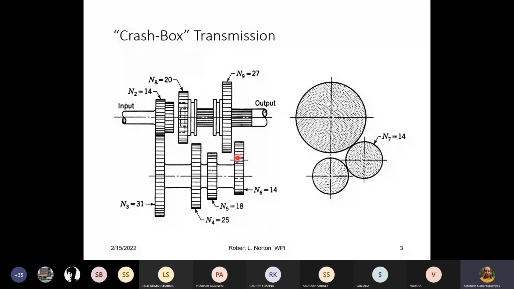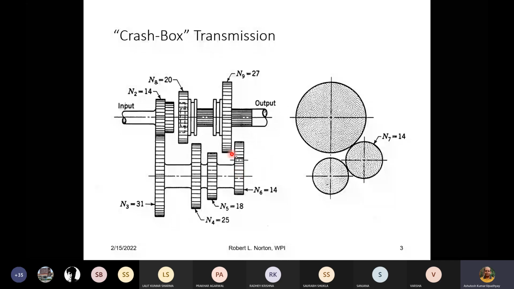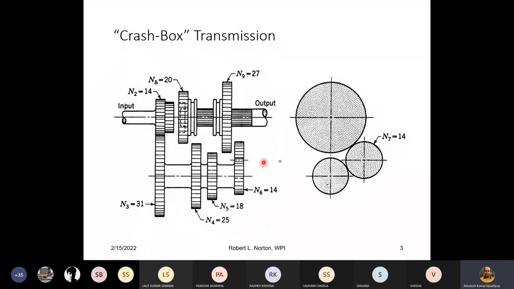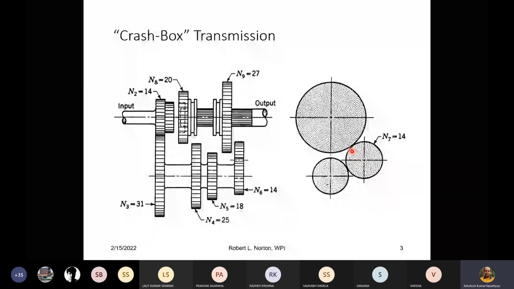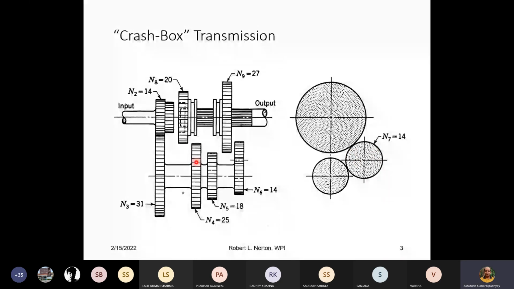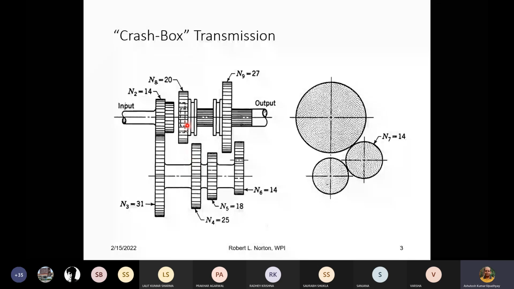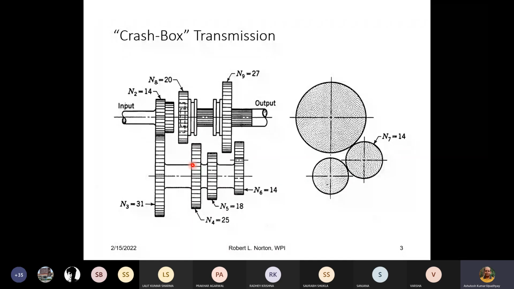This last one is the reverse gear. In all manual transmissions, the last one will be the reverse gear. To make the reversal, you are adding one idler, because in other systems, if one gear is rotating clockwise, another will rotate opposite to that one. So the idler gear helps you to change the direction. In the reverse gear system, that is what we have, the idler.